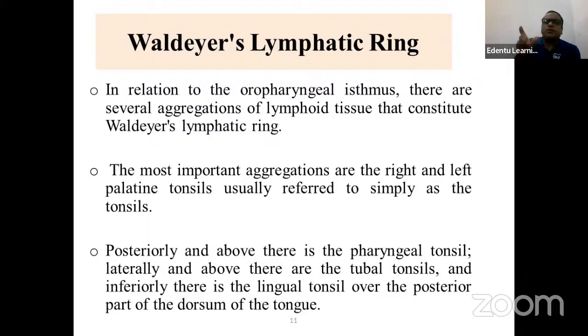This palatine tonsil is also known as tonsil, another name is tonsils, and we read this tonsil as a main question. Then posteriorly and above, at 12 o'clock position, we have the pharyngeal tonsil. Laterally and above, we have the tubal tonsil, at your 3 o'clock and 9 o'clock position. At 6 o'clock position, you have the lingual tonsil. So it's very simple to remember.